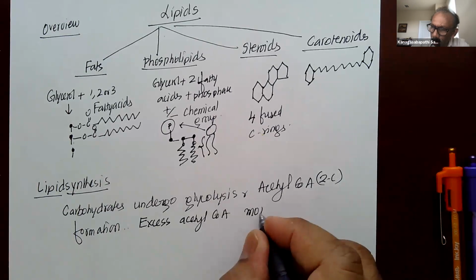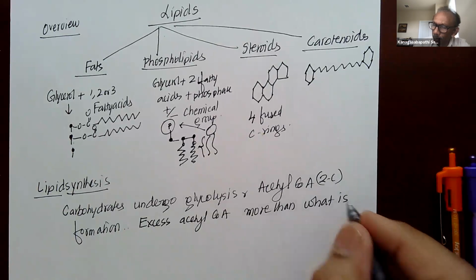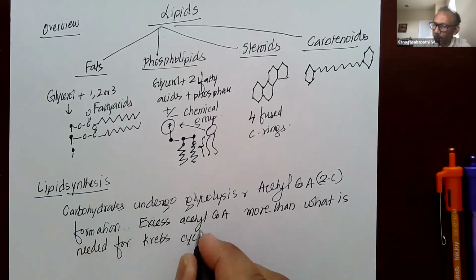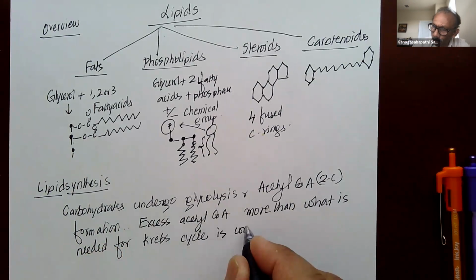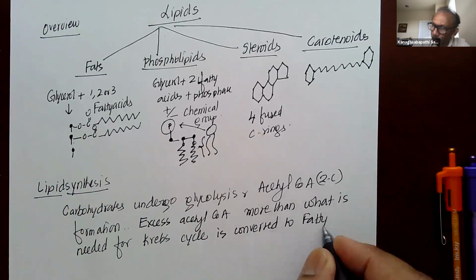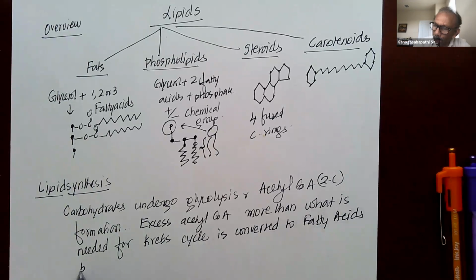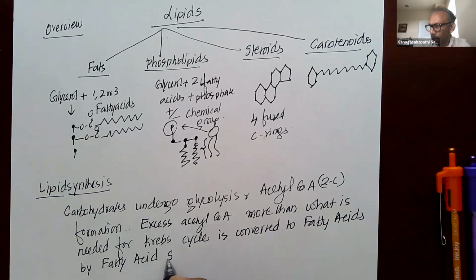Any excess acetyl-CoA, more than what is needed for the Krebs cycle, is converted to fatty acids by the enzyme complex called fatty acid synthase. That's the level of detail that you need to know. That's for the fatty acid.